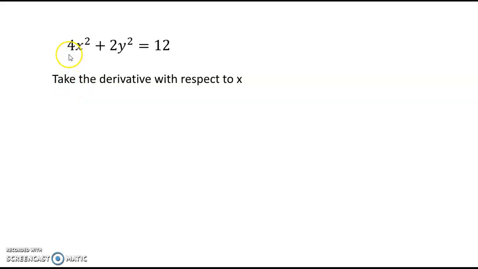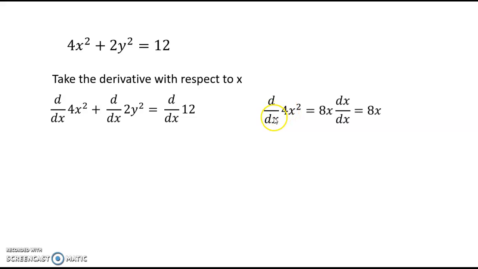So we take this equation, 4x squared plus 2y squared equals 12, and take the derivative with respect to x. So derivative of the first plus derivative of the second and derivative of the third. If we just look at derivative of 4x squared, we get 8x, and then derivative of x with respect to x, that's just 1, so it simplifies down to 8x. So this first term is 8x.